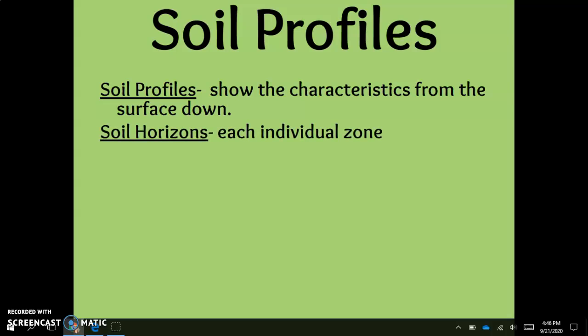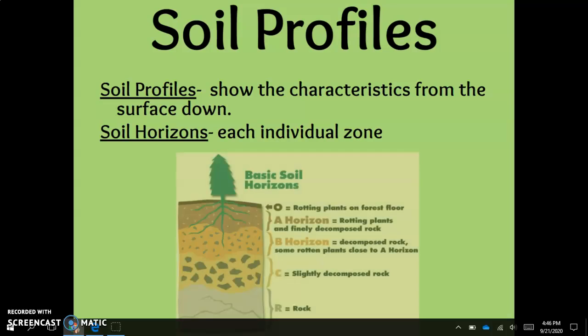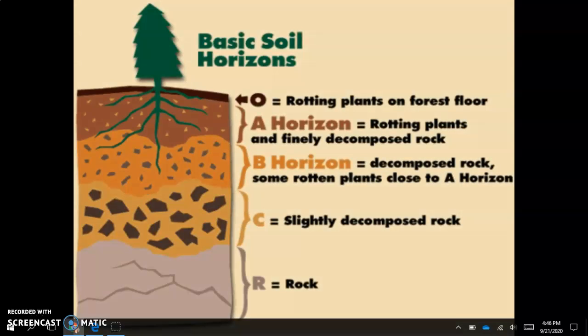And then a soil profile will show the characteristics from the surface down. And we need to know about soil horizon. So each individual zone. So this is the other main thing we need to know about today. So there are basic soil horizons. At top we have the O horizon, and O stands for organic. These are where there are rotting plants on the forest floor. So these are the things that are basically just the organic matter that's fallen. If you think of like leaves and brush on top of the soil, that's going to be your O horizon.